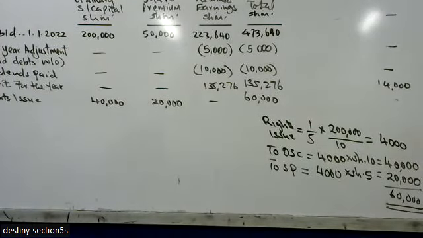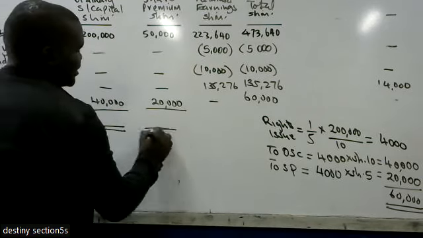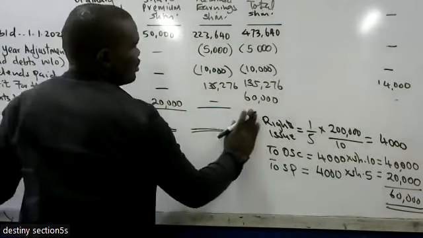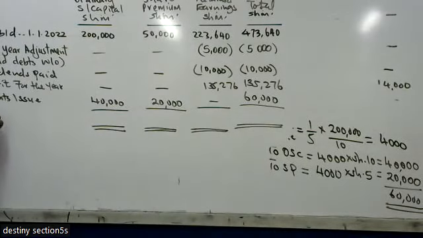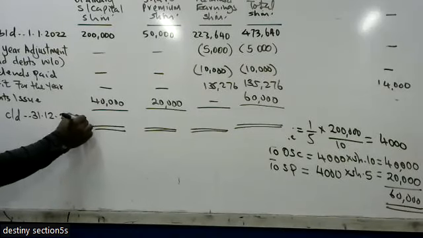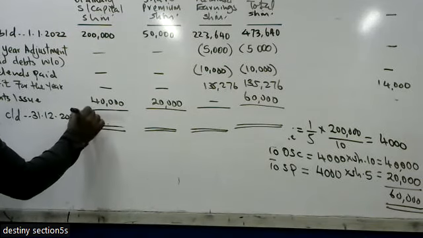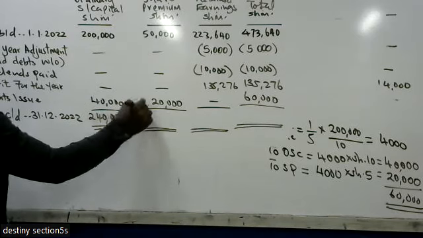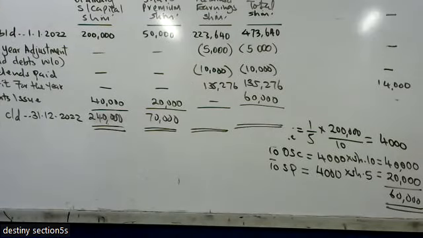There is nothing remaining. So just give me the balance as carried down. The balance carried down. This is 240. This is 70. So you people give me retained earnings and the one for totals.